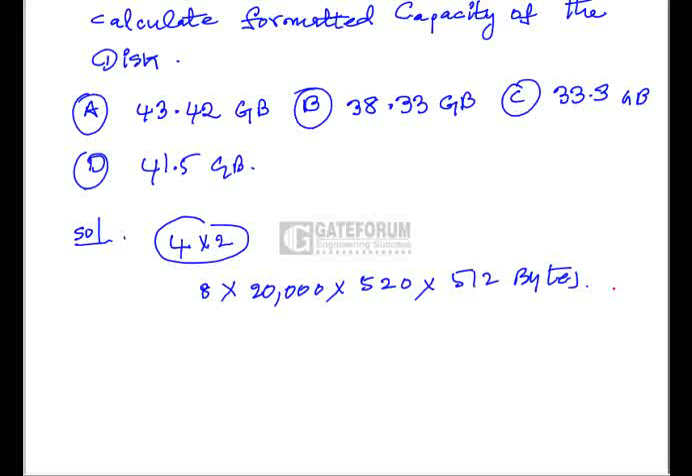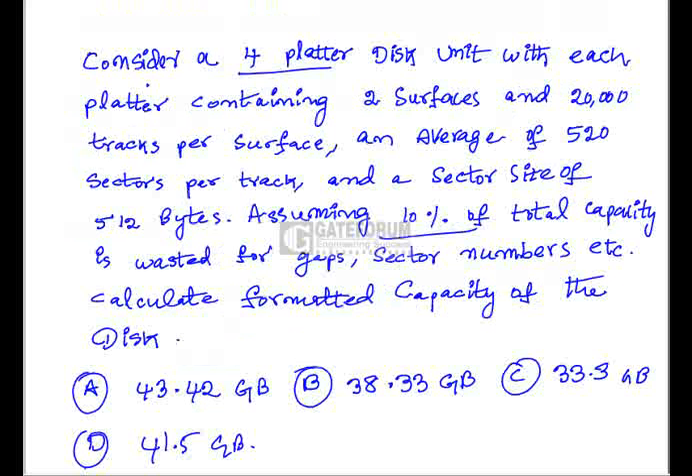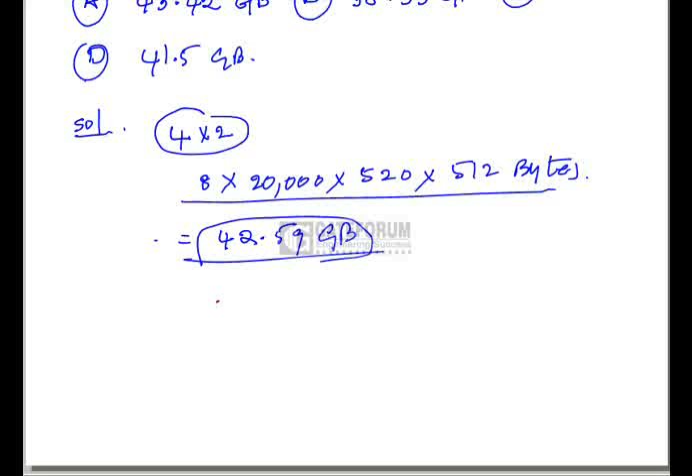If you want to find the capacity in gigabytes, it should be divided by 10 power 9. So it will be nearly 42.59 gigabytes. 42.59 gigabytes is the total capacity of the disk, but 10% of the total capacity is wasted for gaps and sector numbers. So the remaining 90% you can use. The 90% of 42.59 is around 38.33. This is the formatted capacity in gigabytes. So option B is the right option here.